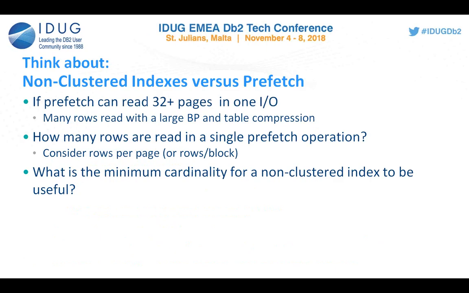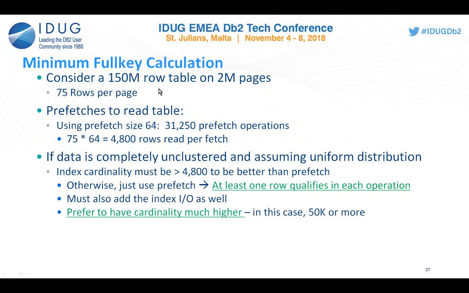All right, let's get on and talk about the highlight of the whole presentation. We're going to think about non-clustered indexes versus prefetch. If prefetch can read 32 pages in one IO, and we're reading all of these pages with a large block buffer pool and table compression, how many rows are read in a single prefetch operation, and what's the minimum cardinality for a non-clustered index to be useful? Well, here's an example. Let's say I've got a 150 million row table on 2 million pages. I've got 75 rows per page. You can think that might even be lower in terms of the number of pages, and a greater number of rows per page, if I compress that a little more.